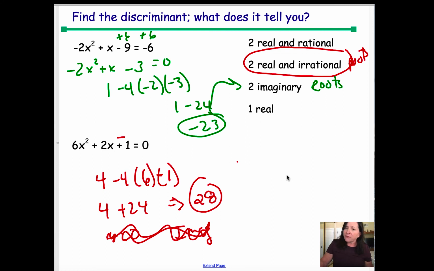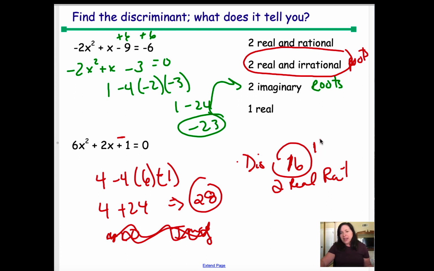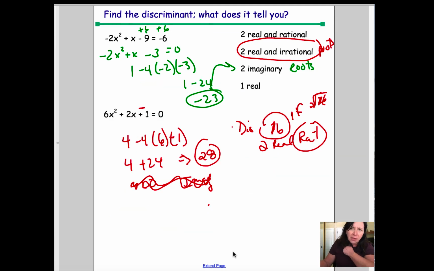And then likewise, if I had gotten, let's say, 16 as my discriminant, then I would have 2 real and rational roots, because you can take the square root of this. If I can take the square root of my discriminant, in this case 16, it's rational. If I can't take the square root of my discriminant and get a whole number, then my answer is irrational, okay? And of course, anytime I get a negative, that's going to be imaginary.